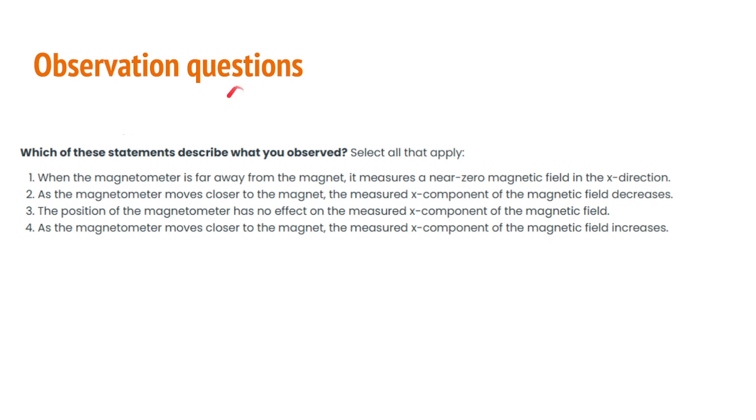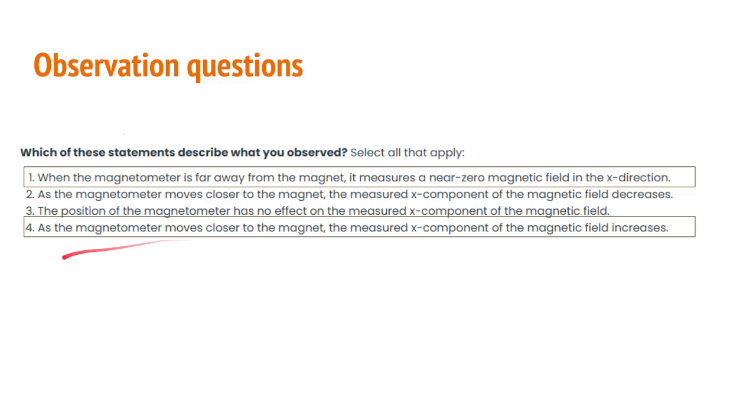So the observational questions. Which of these system statements are true? When the magnetometer is far away from the magnet, it measures a near zero magnetic field. This is true. And as the magnetometer was closer to the magnet, the measured x component of the magnetic field increases. These two are the only true ones, and every other one is not true.